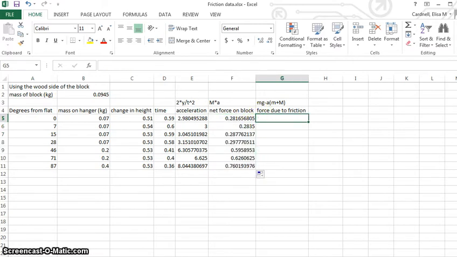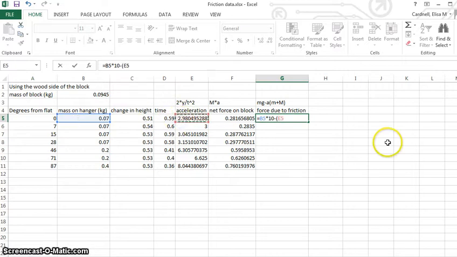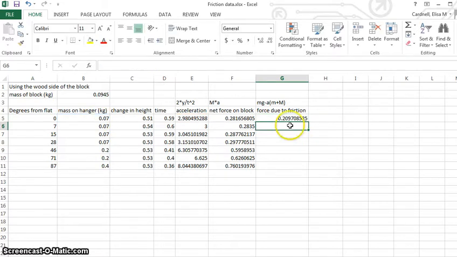And for force due to friction, I had to rearrange the equation from the pre-lab. So this equals the force due to friction. Here, I want the mass on the hanger times, we're going to use g equals 10, minus, let's do parentheses, the acceleration times the addition of that same mass plus the mass of the block. Close both parentheses, and there we go. And again, copy that down.